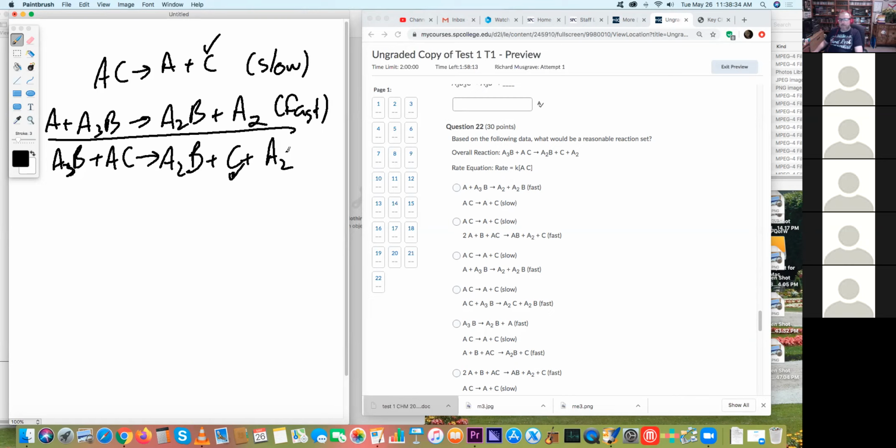Any questions? No, that one was pretty straightforward. Yeah. So it shouldn't be too hard to find the reaction that goes along with that. Make sure you get the slow and fast steps right, though. Looks to me to be the third one down. Yeah. All right. Any other questions about that one?